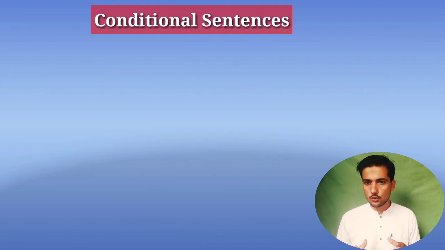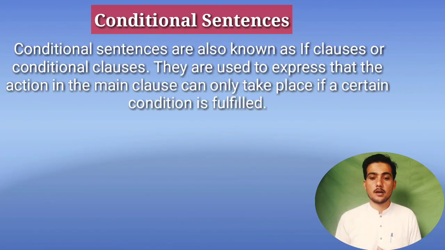So first of all, we should know what conditional sentences are. Conditional sentences are also known as if clauses or conditional clauses. They are used to express that the action in the main clause can only take place if a certain condition is fulfilled. So basically, conditional sentences have two clauses. One we can simply call the main clause, and the second one we can call the if clause. So that is why they are called if clauses.